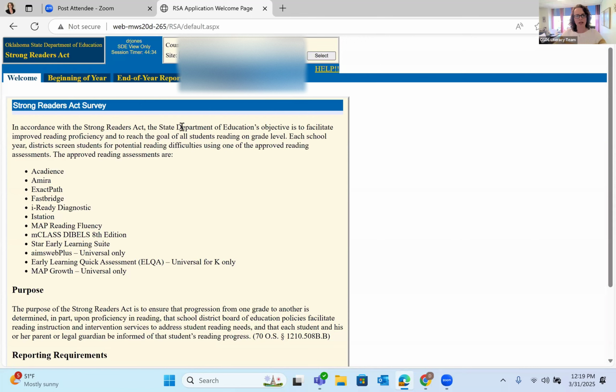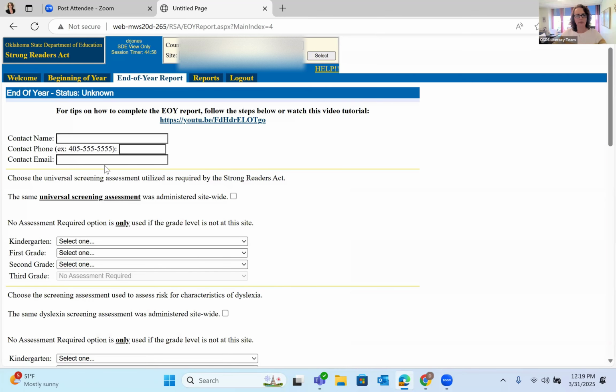So after you select your site, you're going to select end of the year report, this tab right here in the middle. And this is the report we're going to be filling out today. So the first part is just contact information, and this would just be the person who is filling it out or the person who we would be able to contact if we had questions regarding your report. And this would just be a good contact number for them. And then an email of the person that we would be able to contact if we have any questions.